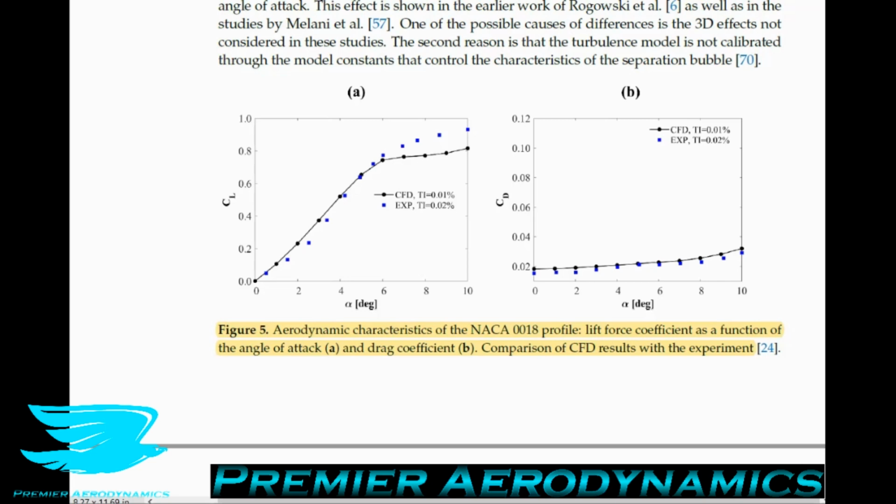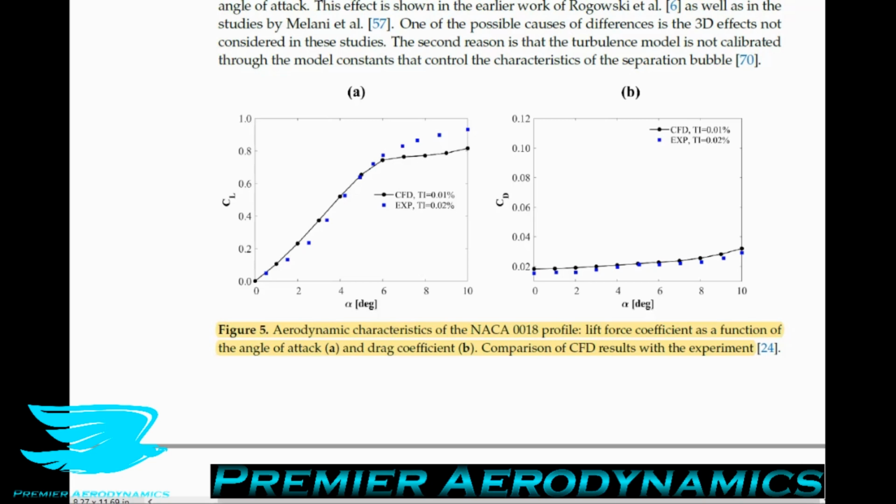In the case of the lift coefficient, both series of results are sufficiently consistent with the range of angles of attack up to 6 degrees. Slightly more significant differences in the coefficients are observed above this angle of attack, and this is probably due to changes in flow separation. This effect is shown in the earlier work of these authors, as well as the studies by other researchers. One of the possibilities causing these differences is effects not considered in these studies. So in other words, these studies are 2D compared to the experiments being 3D, so you're going to get slightly different results. So some include potentially induced drag and potentially three-dimensional turbulence over the airfoil.